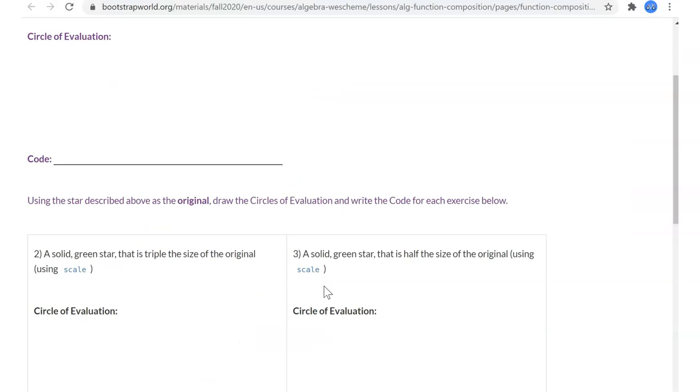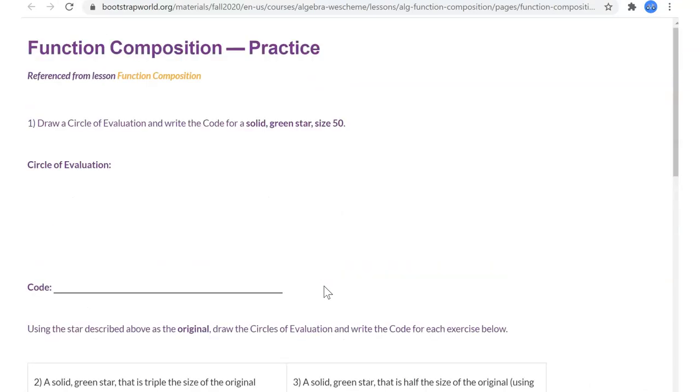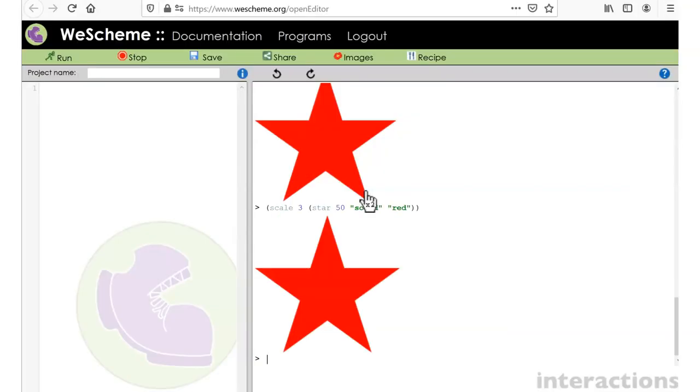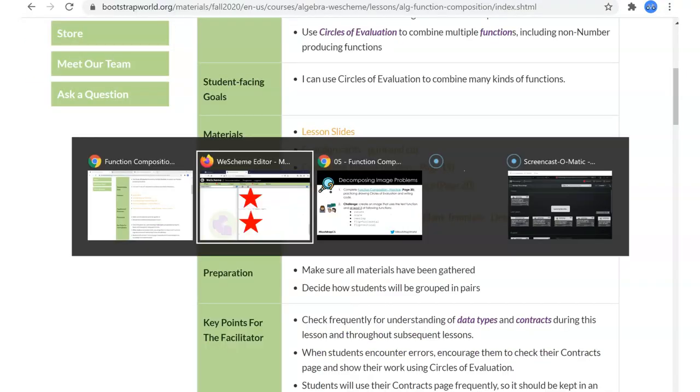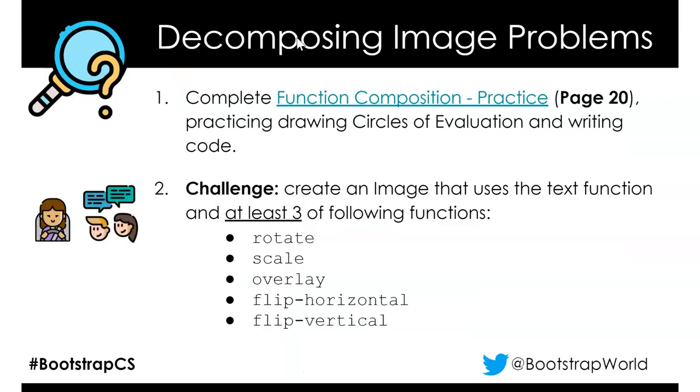In the next couple of lessons, we'll quit using circles of evaluation. You'll be able to just think in your brain how you get from one state to another. But for right now, we want to see if you've made a mistake in how you're thinking about it. Circles of evaluation will help your partner understand and also help you understand something you might be missing. It's a tool that we're only going to use for a few more lessons, and then we won't have to use that as part of the homework anymore. Let me make sure that was our last slide. So yep, that's going to be your homework.